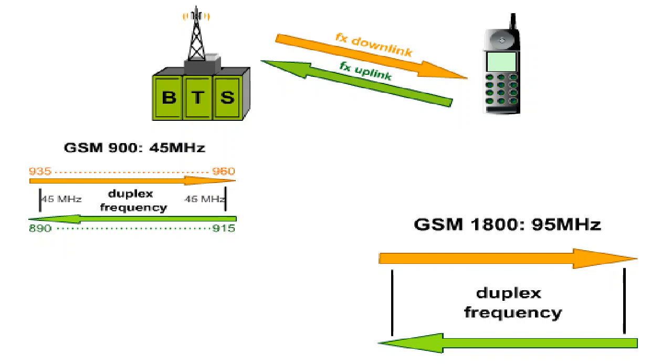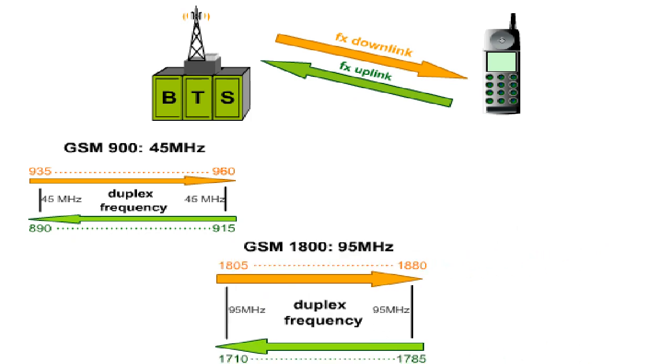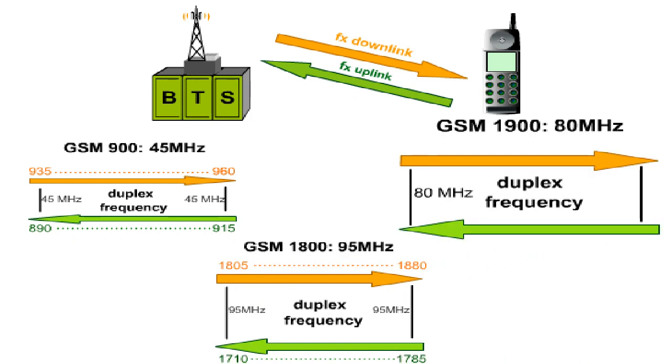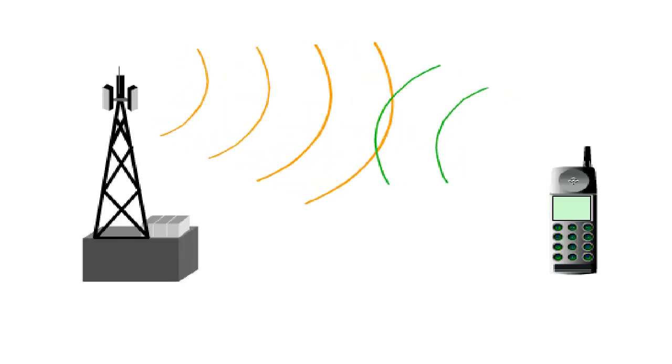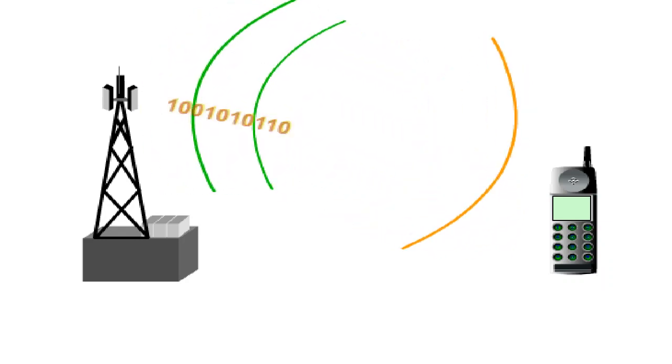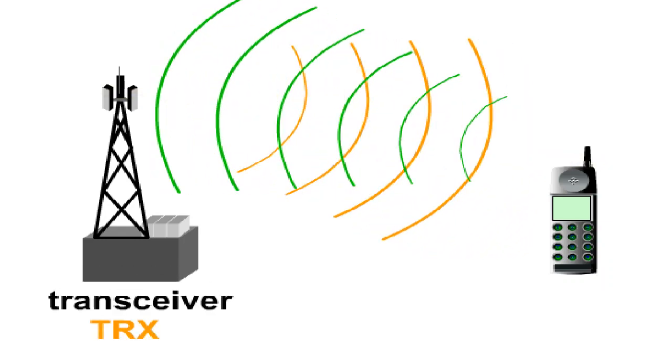The uplink frequency range lies between 1710 and 1785 MHz. The downlink frequency range between 1805 and 1880 MHz. In GSM 1900, the duplex frequency is 80 MHz. The uplink frequency lies between 1850 and 1910 MHz, and the downlink frequency between 1930 and 1990 MHz. The BTS elements which send and receive radio signals in the downlink and uplink channels are known as transmitters and receivers, or transceivers, TRX for short.